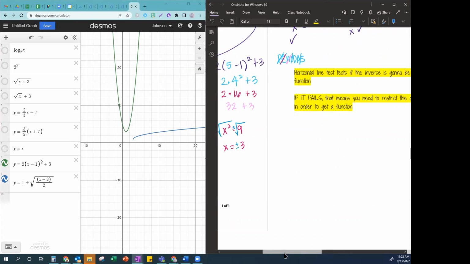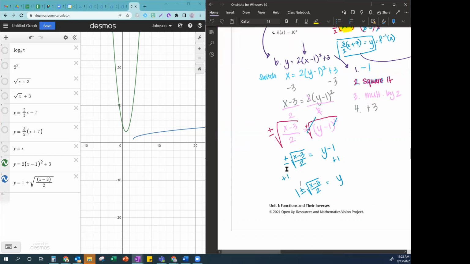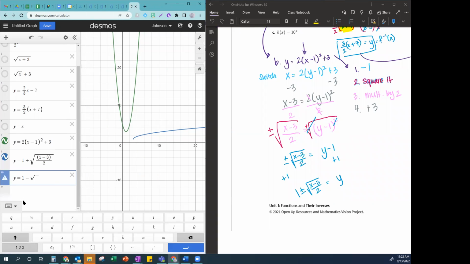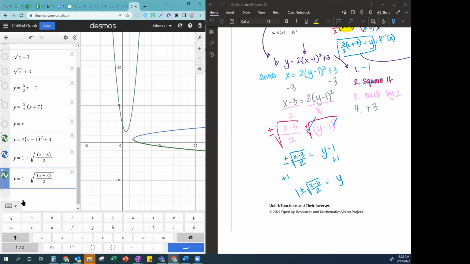So here, I'm going to restrict this domain. Now, I could graph the other side. Let me just graph the other side so that you guys can all see. Equals 1 minus the square root of x. Oh, I should have just copied. That's okay. Divided by 2. So now do you see, oh, Miss Johnson, it's a mirror image of each other. And we're like, yes, we did it.